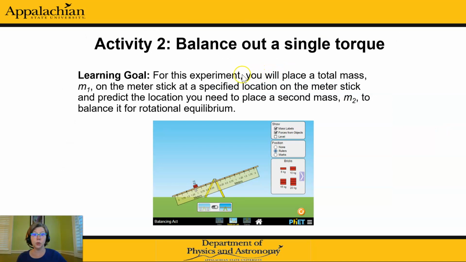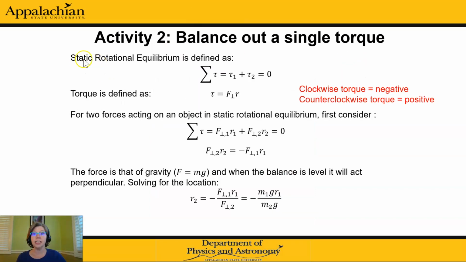For activity 2, you're going to balance out a single torque. So you will place a 10 kilogram object 1 meter to the left of the pivot point, and you will calculate the location you would need to put a second mass to balance the meter stick and to achieve rotational equilibrium. Recall that static rotational equilibrium is defined as the sum of the torques equaling 0. So when you add all the different torques together, they must equal 0.